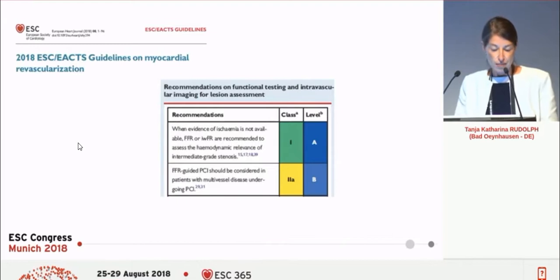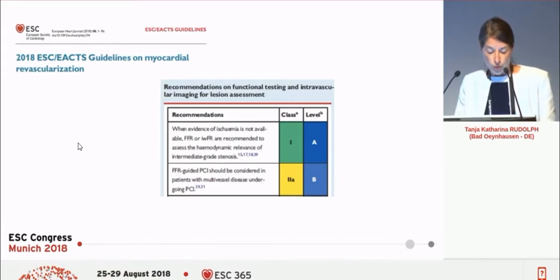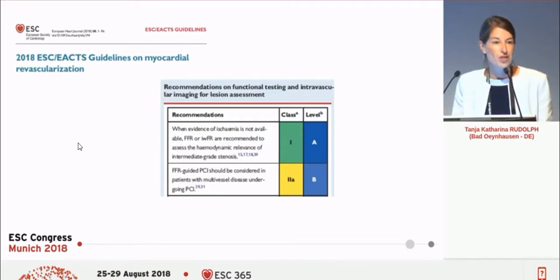And of course, this is also summarized in the guidelines, which were just published yesterday. There is clear evidence, a class 1 indication to measure FFR, or, and this is new in the guidelines, iFR, when we do not already have evidence of ischemia in our patient. Then we should use these two parameters to assess the hemodynamic relevance of a coronary stenosis. This was already in the previous guidelines. FFR-guided PCI should be considered in patients with multivessel disease. So I hopefully could already convince you that it makes sense to measure FFR and iFR.